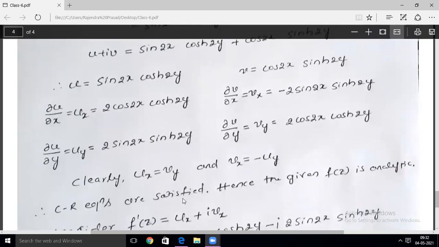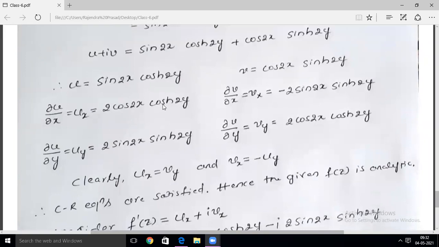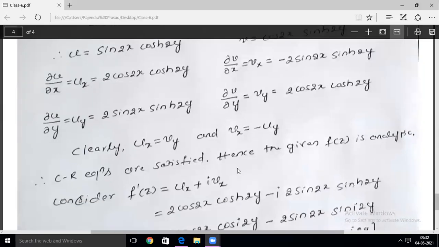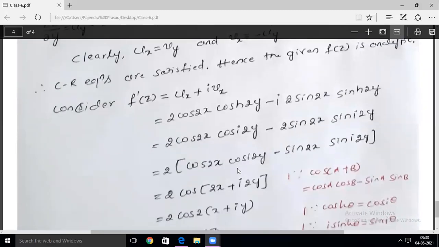Next, we have to verify the CR equations. ux is equal to vy: 2 cos 2x cosh 2y, 2 cos 2x cosh 2y. These two are equal. vx is equal to minus uy: minus 2 sin 2x sinh 2y on both sides. So obviously the CR equations are satisfied, and the given function is analytic. Next, we have to find its derivative.